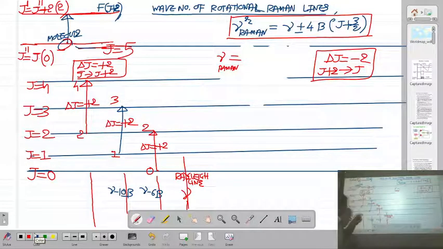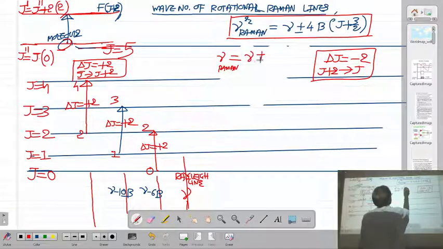So what is the wave number of this rotational line? The wave number of this rotational line is nu plus or minus rho b. Okay.